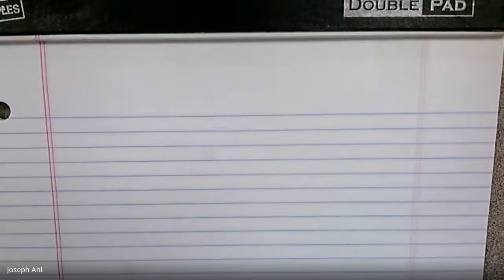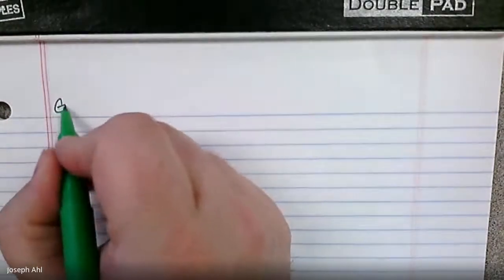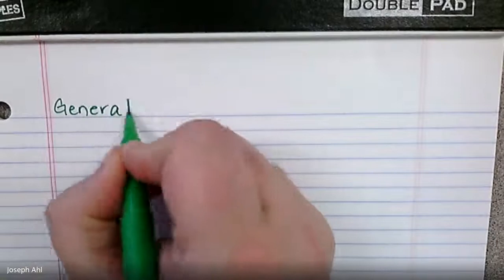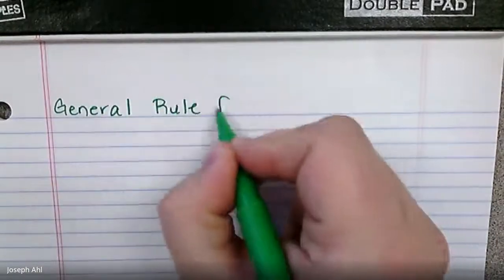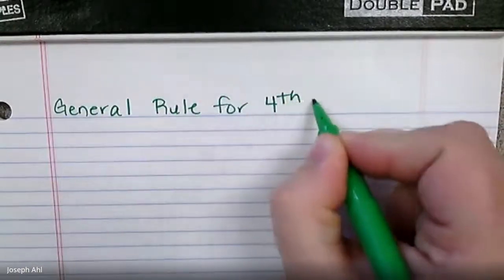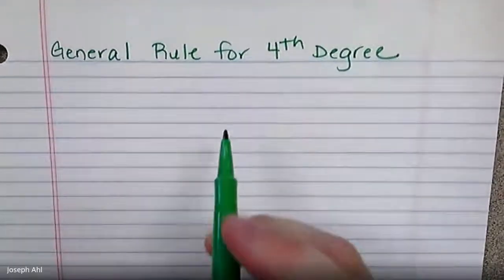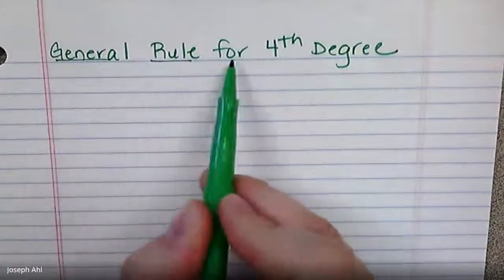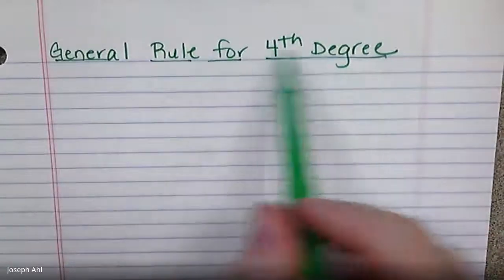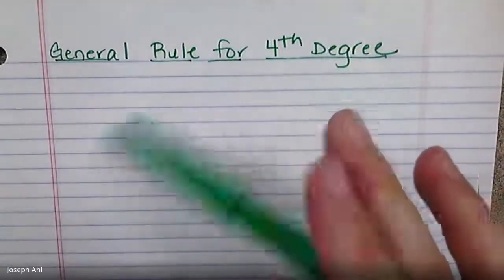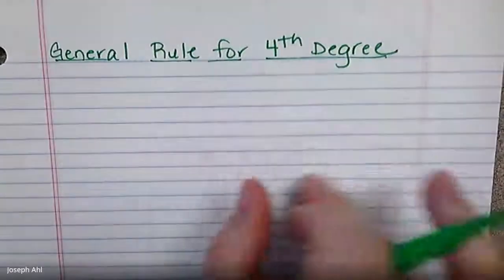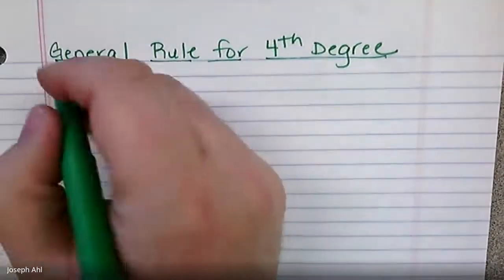The last thing we have to learn is the general rule for 4th degree polynomials. Okay. So we know the rule for quadratics. We know the general pattern for cubics now. But what's the general rule look like for 4th degrees? It's really, really similar, but we have one extra term we've got to add on. All right, I'm going to try and squeeze it all in here.